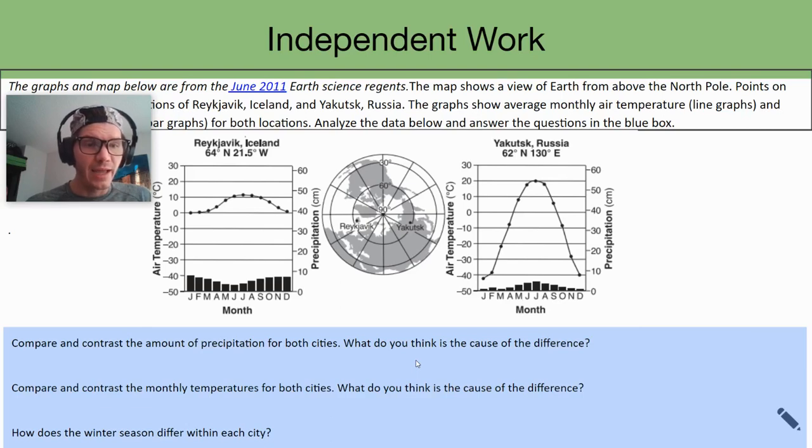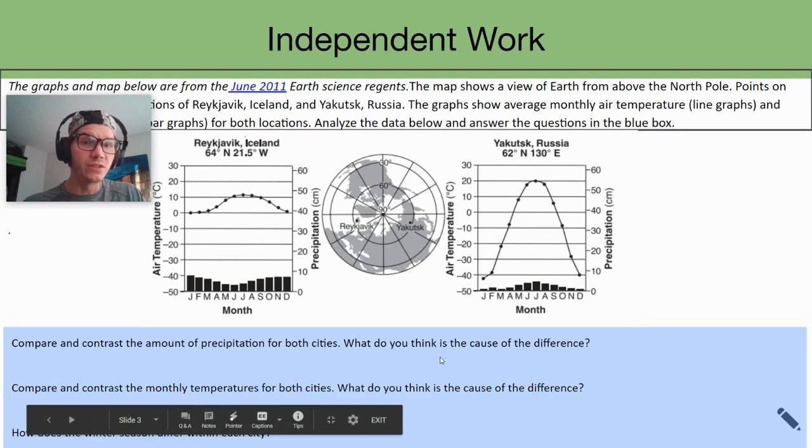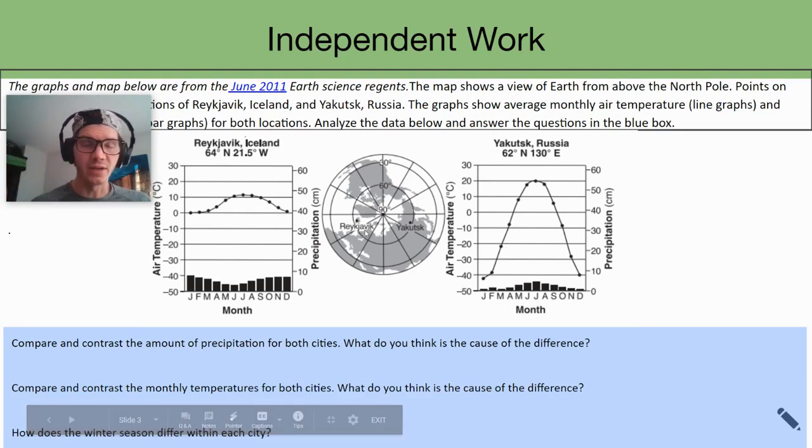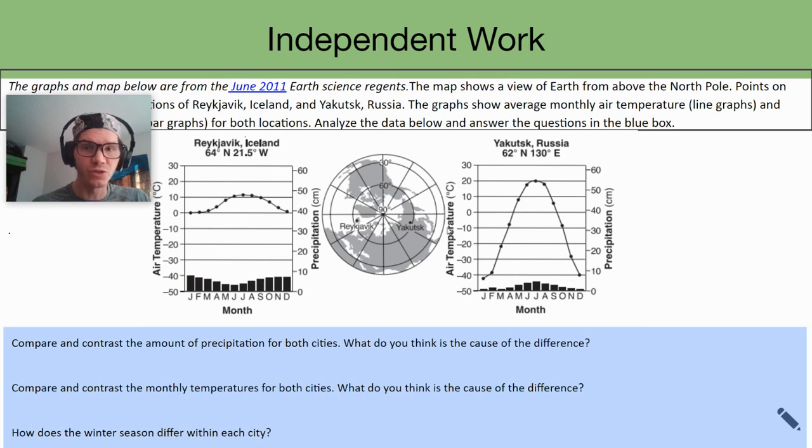And that last question, how does the winter season differ in each city? So the winter seasons, we're still in the northern hemisphere, so the seasons aren't reversed. They're going to have the same season of winter, which according to their temperatures is going to be December, January, February. How is this different?